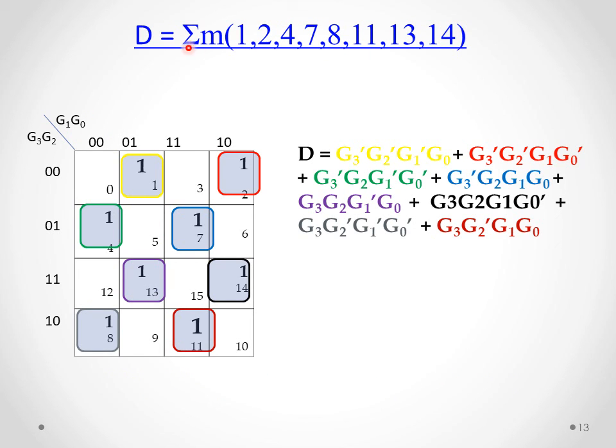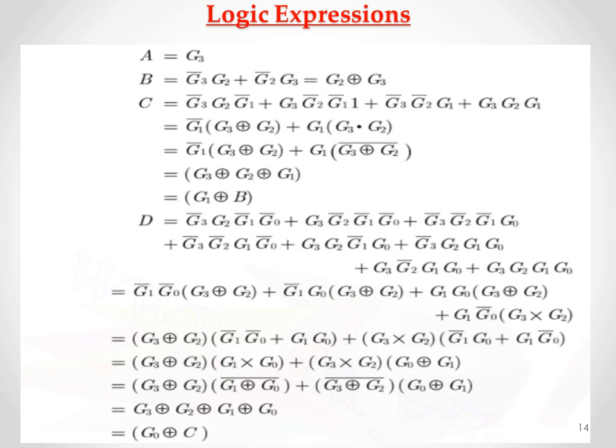This is the sum of minterms expression for logical output D. Here we place the 1s in the corresponding cells. Now all the cells are grouped individually, so we can't reduce it by this K-map. So we simplify it using Boolean algebra. The output D is simplified using Boolean algebra, and the final expressions we obtain are these.